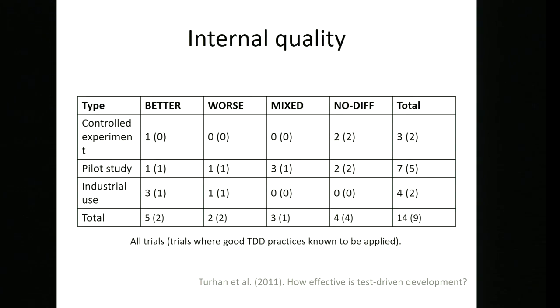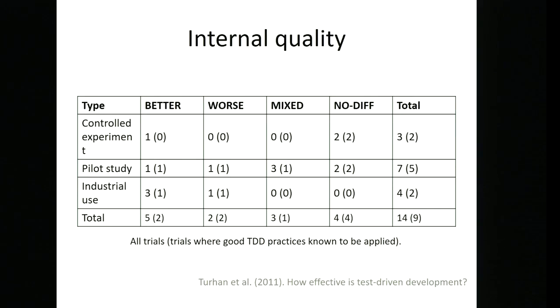Right, so what we've got in this table, of these 32 studies, is the type of study. So we had controlled experiment, pilot study, industrial use, so this is observing things actually used in the wild, and this is just the total running along the bottom. And what we've got here is whether TDD made things better, worse, mixed, sometimes better, sometimes worse, no real difference, and then we've got the totals running down here as well.